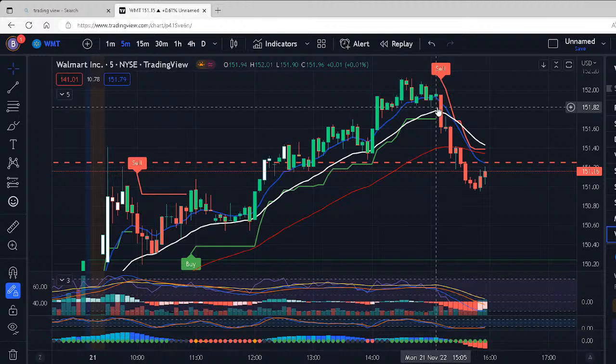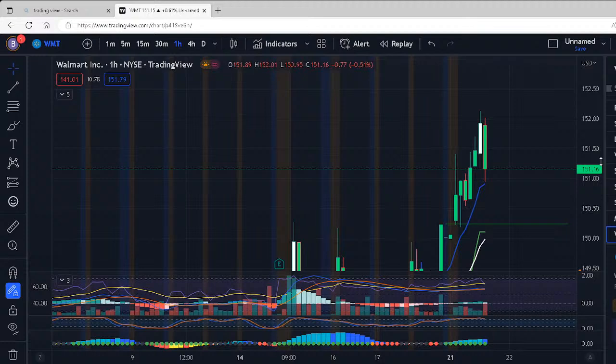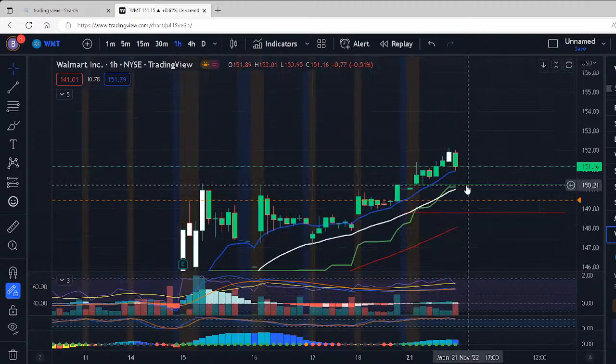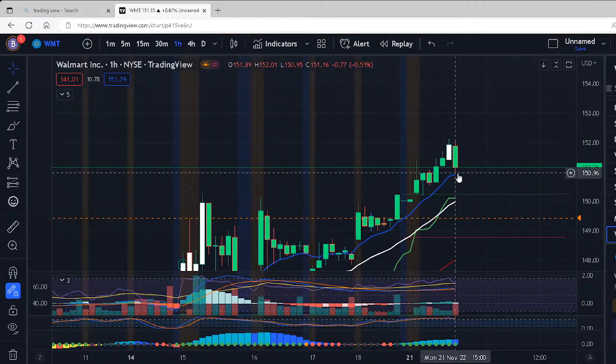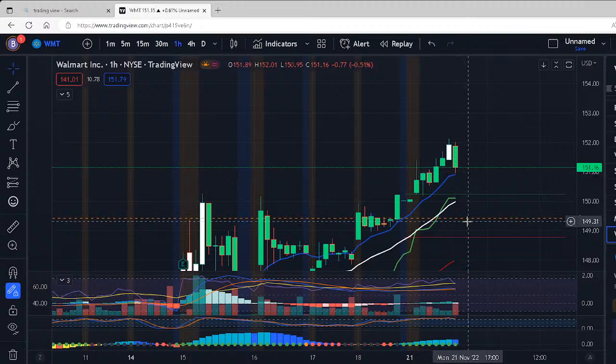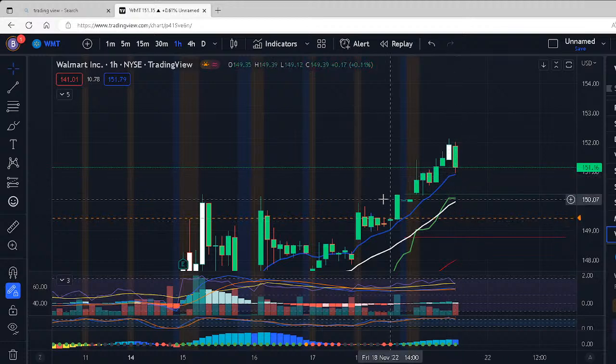Let's jump to the hourly real quick on it. Honestly, I would love to see it come down with Walmart and make previous day high support, then I would jump in calls and ride it back up. There's a little gap to fill right here at 150.10, so keep an eye on that. If you see it closing below the 9 on the hourly, jump in puts and ride it down to the gap fill.